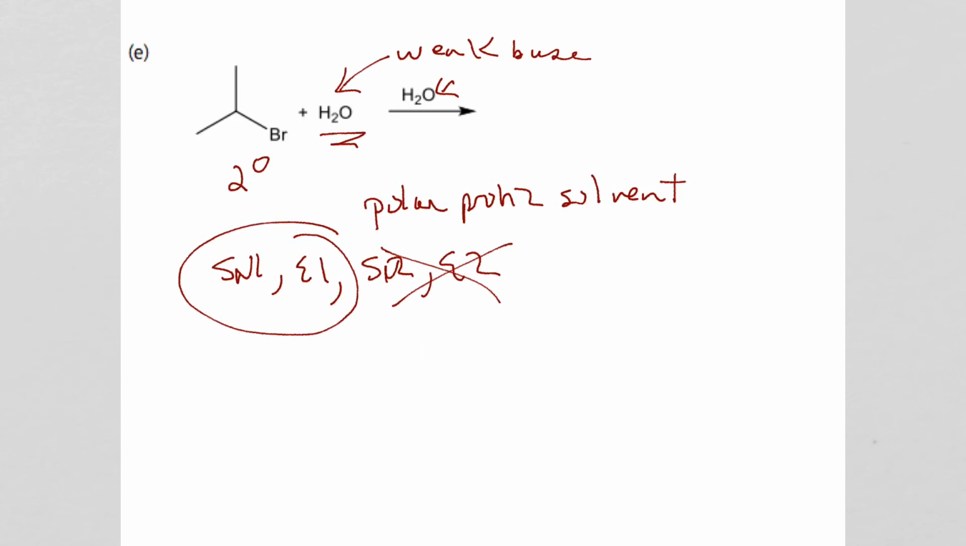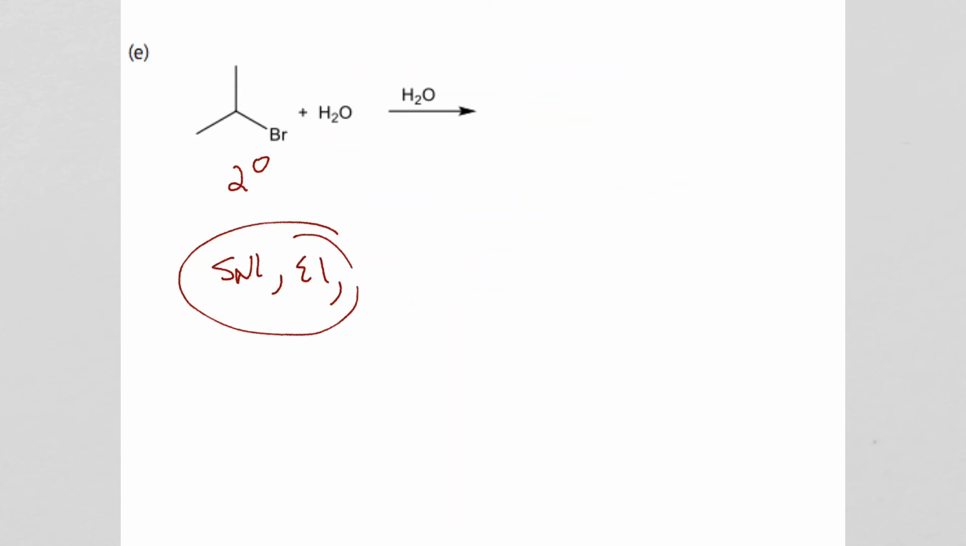Why is it a weak base? It's the conjugate base of hydronium ion, which is a very strong acid. So it's a weak base. It's polar protic. It can act as a nucleophile, and it'll work as a nucleophile definitely with a carbocation, which helps this substrate form.